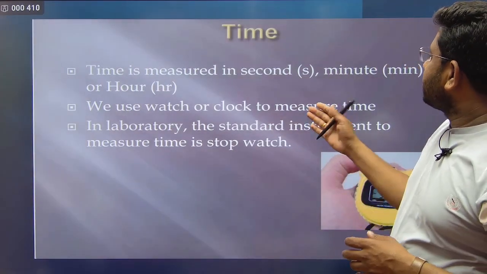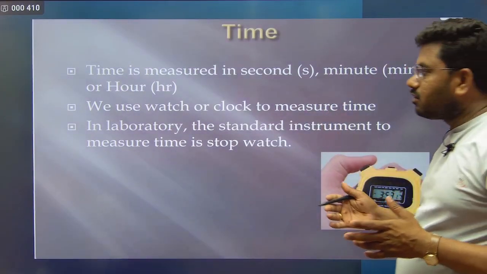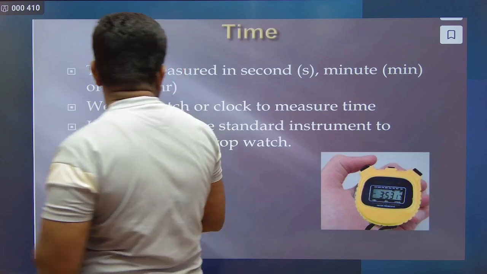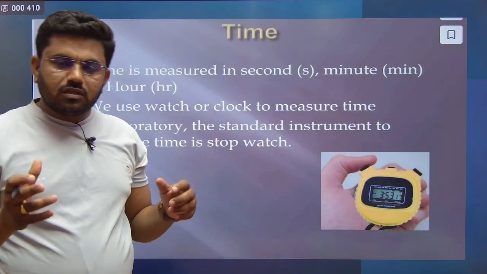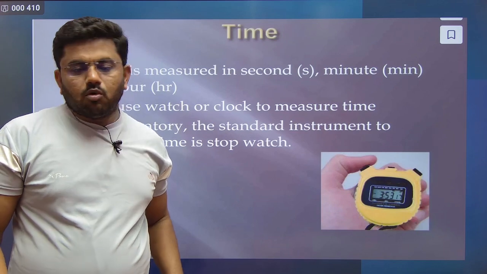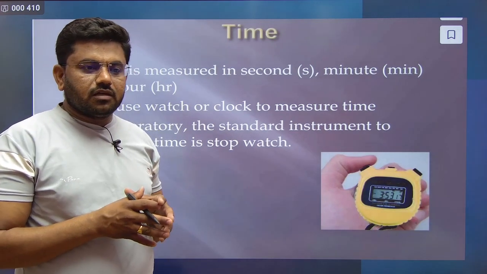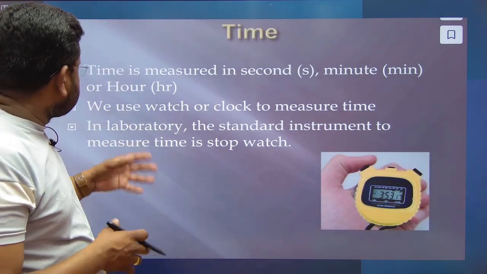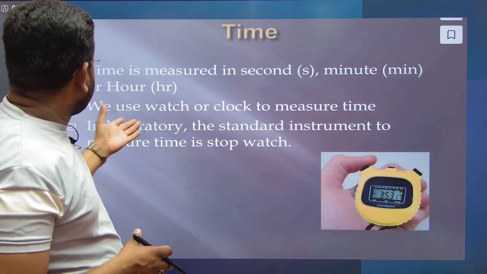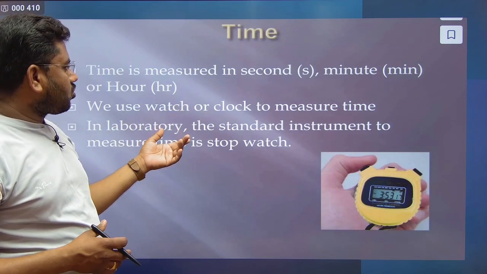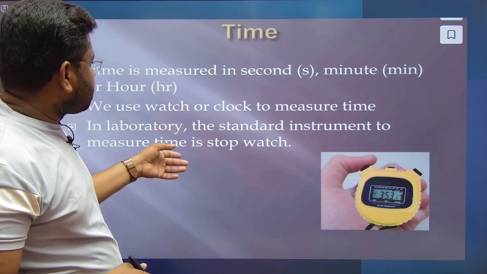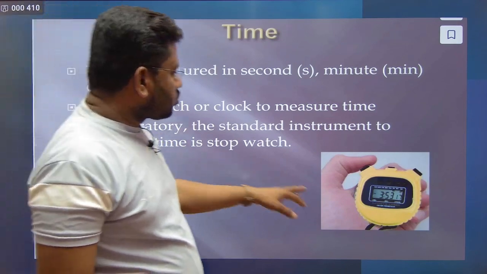Time is measured in seconds, minutes and hours. We use a watch or clock to measure the time. This is the clock. Nowadays we also use our mobiles to see the time, and time is measured in seconds, minutes and hours, as you know. In the laboratory, the standard instrument to measure time is the stopwatch.